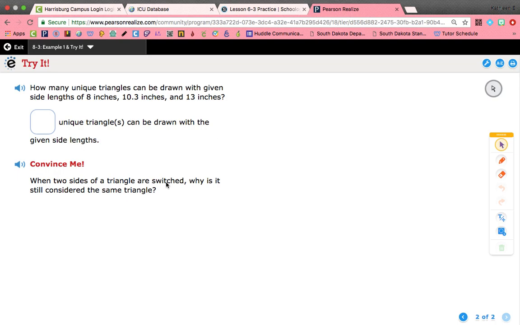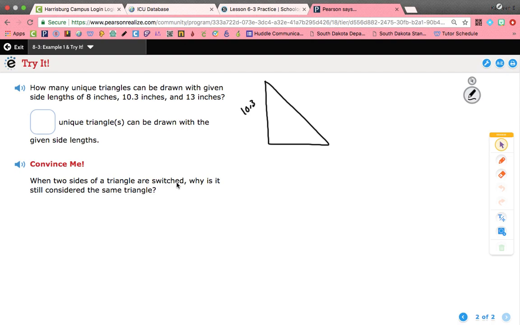Then it says when two sides of a triangle are switched, why is it still considered the same triangle? Okay, so if we think about this here, if we have a triangle that's 10.3, 8, and 13, why would that still be the same if we drew it this way, 13, 10.3, 8? Why is it still considered the same triangle?